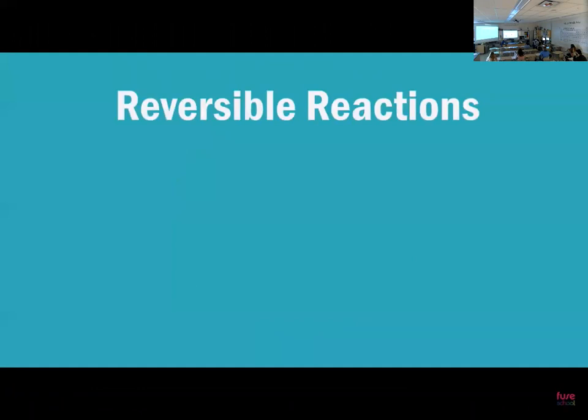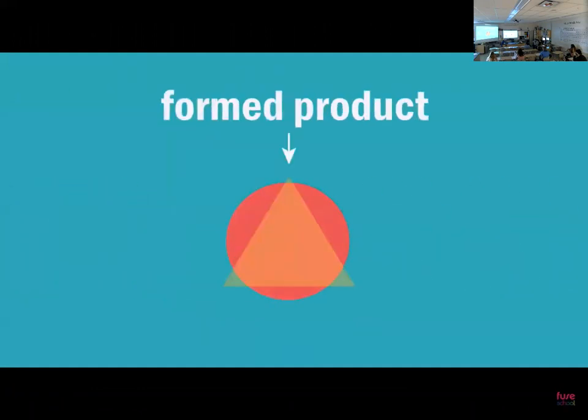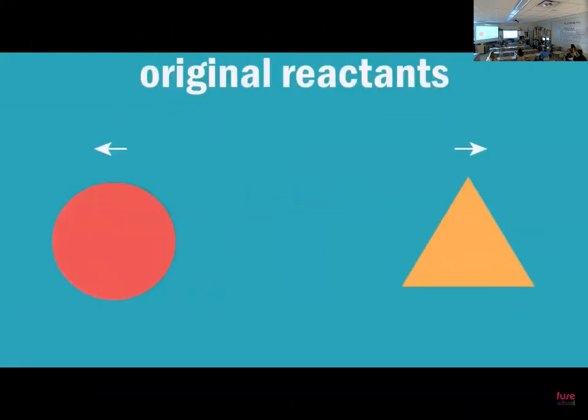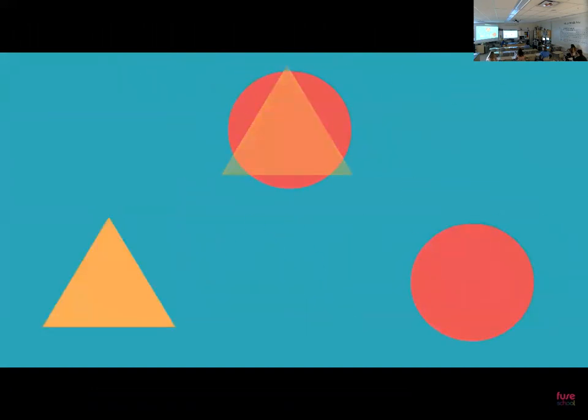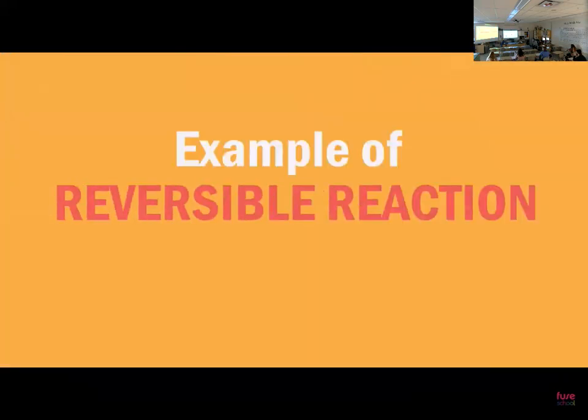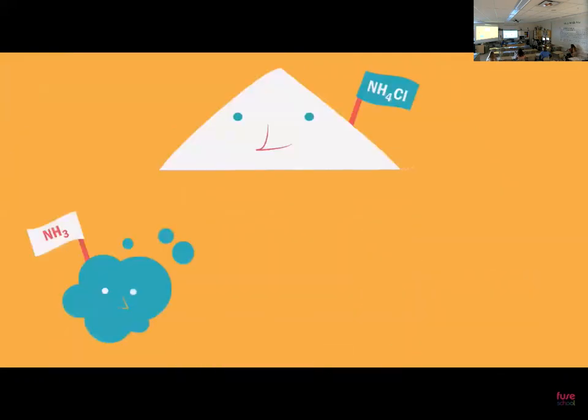Reversible reactions are reactions where formed products can revert or go back to their original reactants. Since the reaction can proceed in either direction, we use this reaction arrow to represent reversibility. An example of a reversible reaction is the thermal decomposition of ammonium chloride to form ammonia and hydrogen chloride.